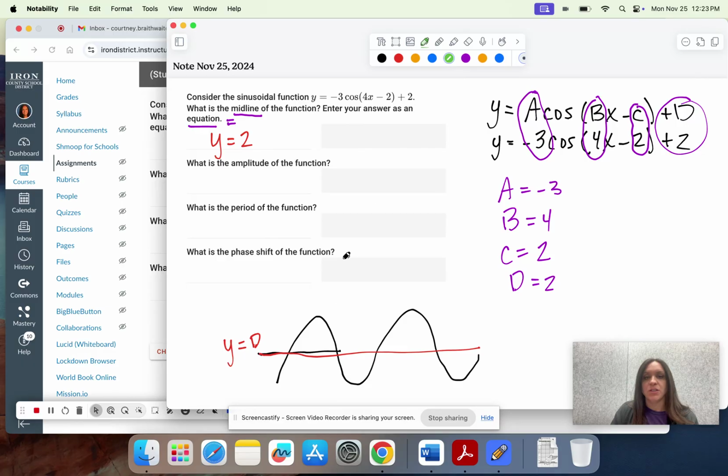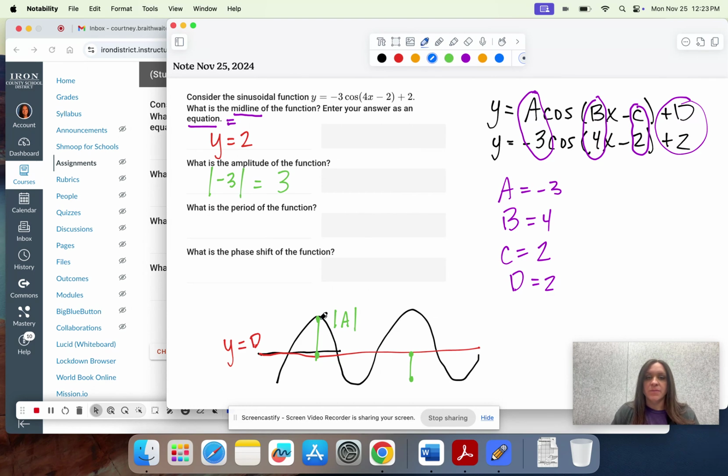All right, the amplitude is from the top to the midline and then the midline to the bottom. That's supposed to be the same value. That's why it's the midline. And that is the absolute value of a. So our a is negative, so if we take the absolute value of a negative, it's going to be a positive.